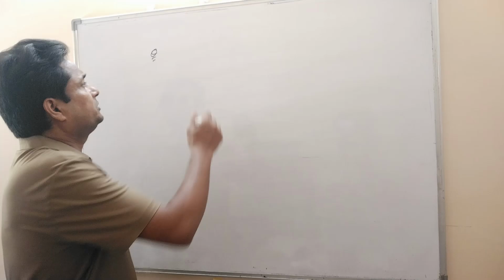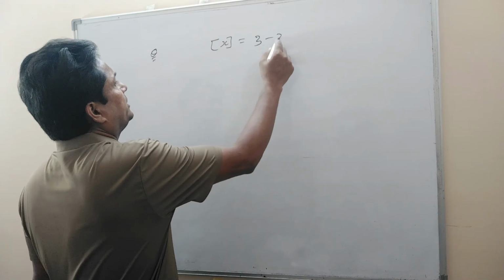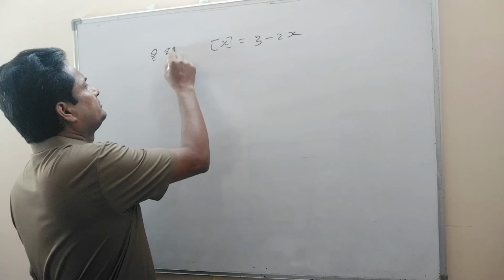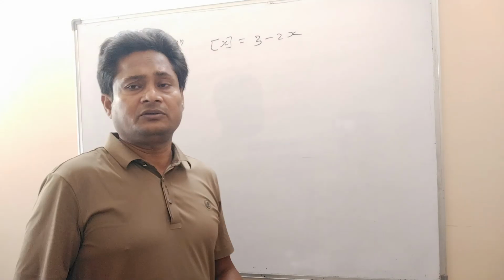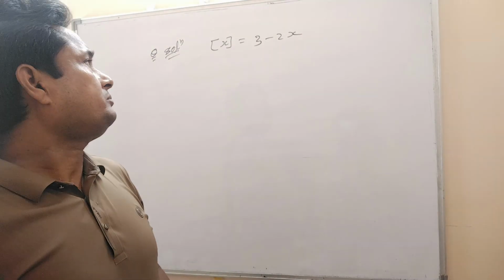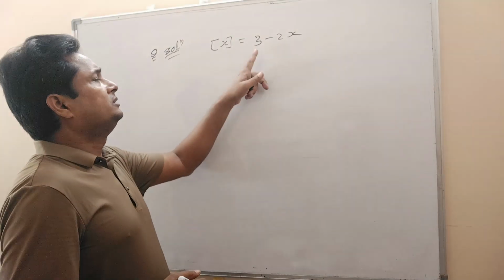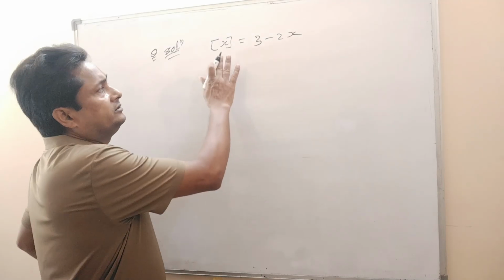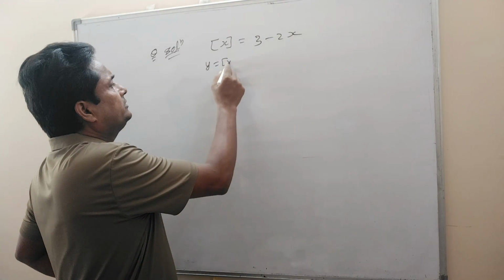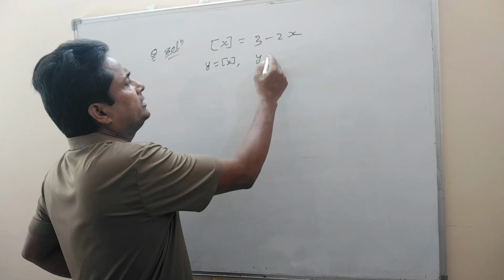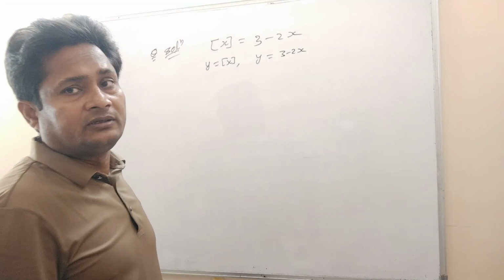Now let's solve this question. Greatest integer of x is equal to 3 minus 2x. How will you solve this question? See here, these are the two functions. Y is equal to greatest integer x, and this you can take y equal to 3 minus 2x.